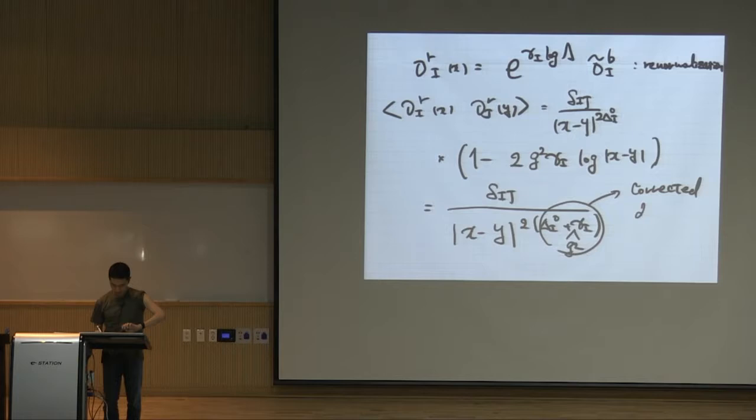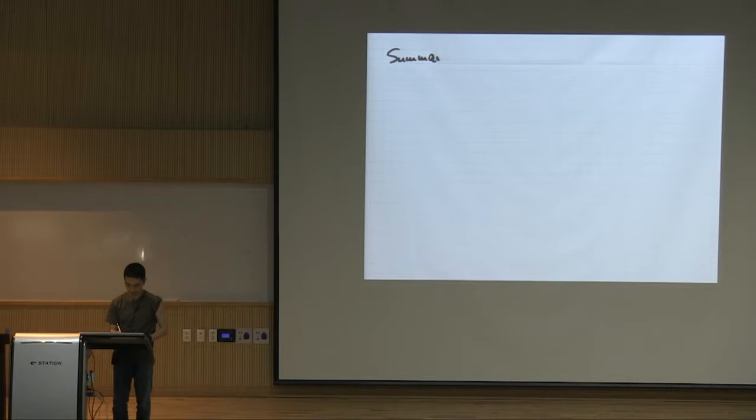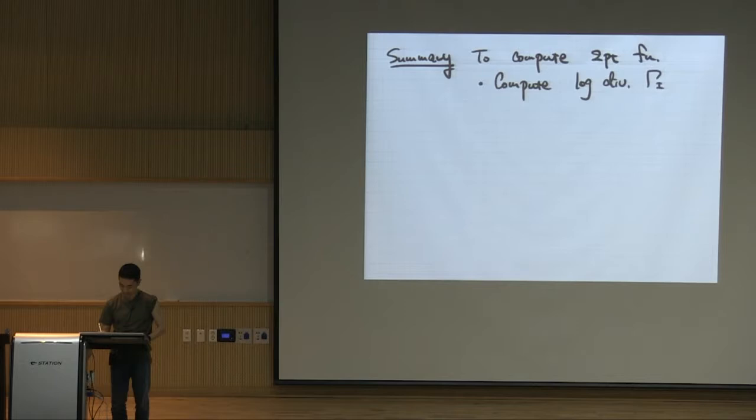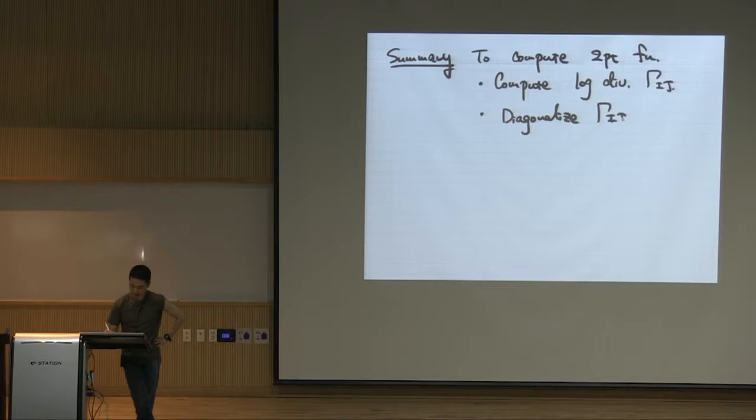So let me just summarize what I explained. Summary: to compute the two-point function at the quantum level in this N equals 4 super Yang-Mills theory, we first need to compute the log divergence using direct Feynman diagram computation, and then diagonalize gamma ij and read off the eigenvalue. And the eigenvalue will give you the corrected anomalous dimension, sorry, corrected conformal dimension. Okay, so far so good.